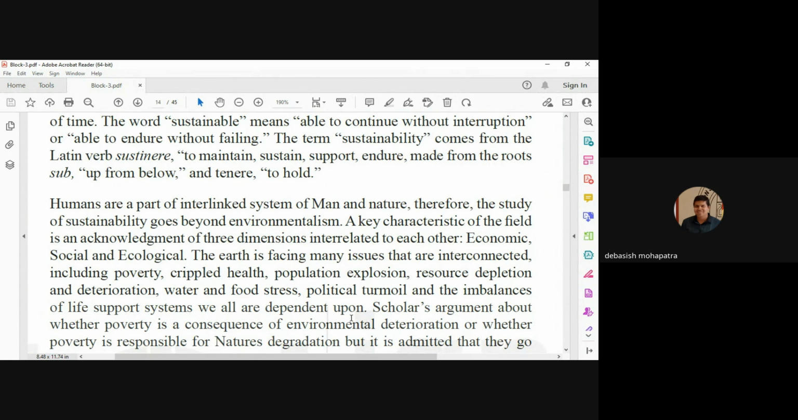Humans are a part of an interlinked system, man and nature. Therefore, the study of sustainability goes beyond environmentalism. A key characteristic of the field is an acknowledgement of three dimensions interrelated to each other: economic, social, and ecological. So all these three things should be taken into account to understand sustainability. The earth is facing many issues, including, just a minute.